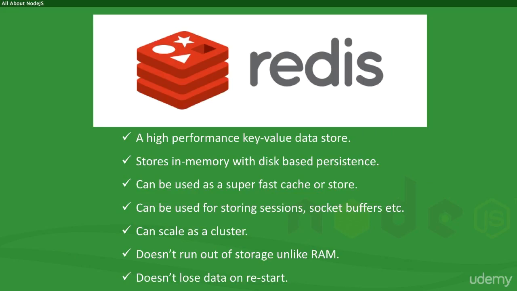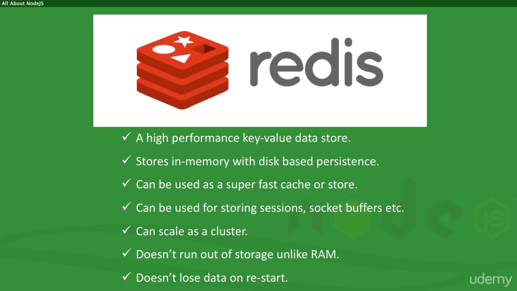Alright, now in the simplest of words, Redis is a database server. However, unlike databases like MongoDB, it isn't disk-based at its core. Rather, it stores everything in memory and uses the disk for persistence and to ensure that it doesn't run out of space, unlike how memory works.